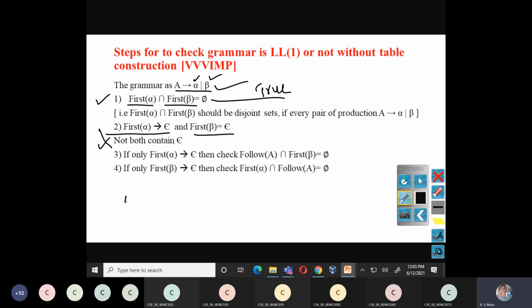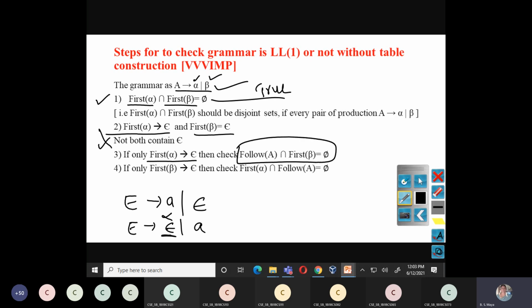Third one, I am taking E derives A or epsilon, or E derives epsilon or A. Alpha can derive epsilon or beta can derive epsilon. If first of alpha has epsilon, then this is the formula I have to remember: because of epsilon, I have to take follow of A intersection with first of beta.